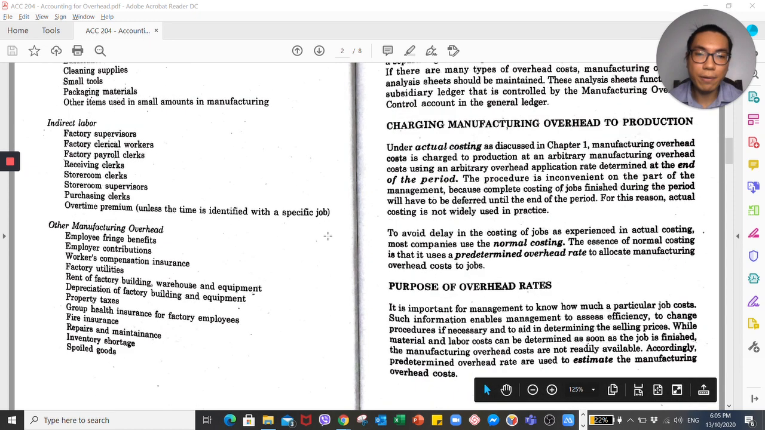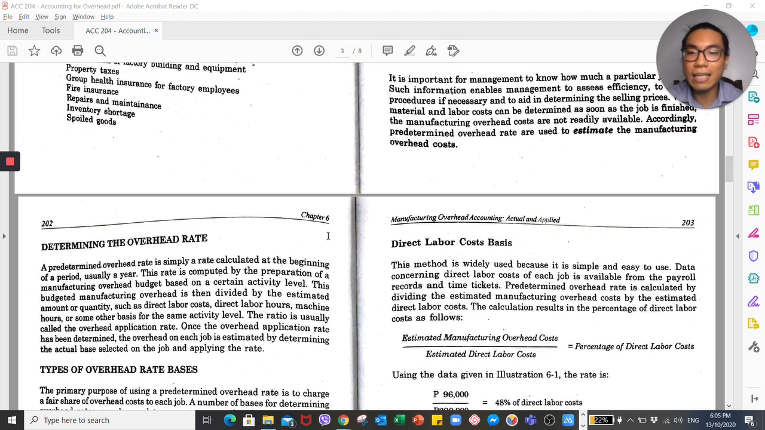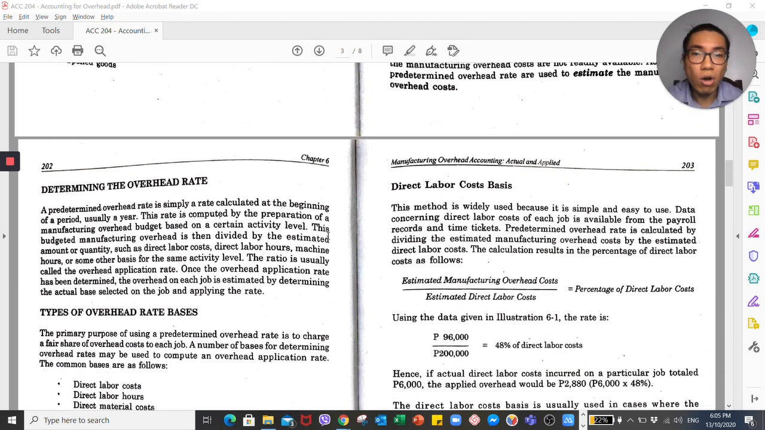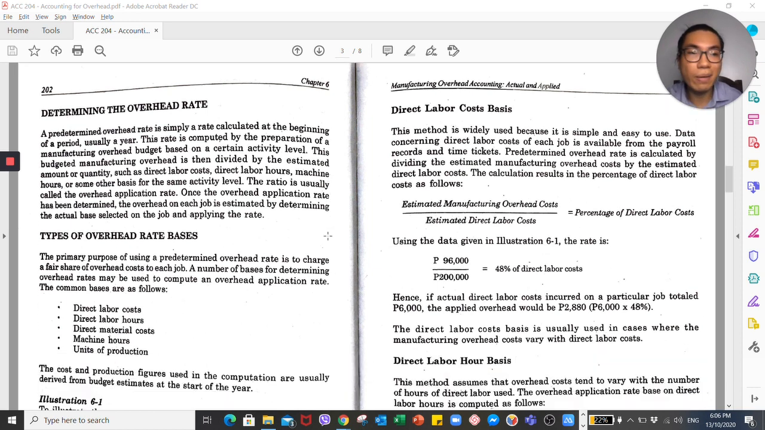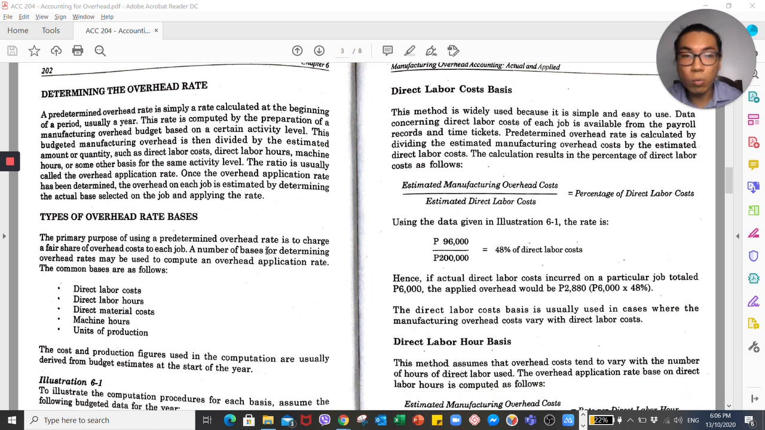Yan. And for this particular discussion, allow me to share lang din sa inyo class yung mga iba't ibang ways on how we can determine the overhead rate. Ayan. And normally yung mga overhead rate basis natin would be the following. First, based on the cost of the direct labor hours, direct material costs, machine hours, and units of production. And normally, yung pag-select kung ano yung maging basis for the predetermined overhead rate natin, based siya sa decision ng management. Ayan. And based na din siya sa industry ng company.